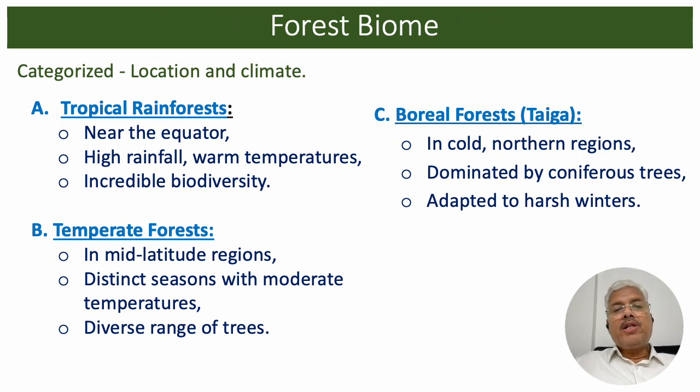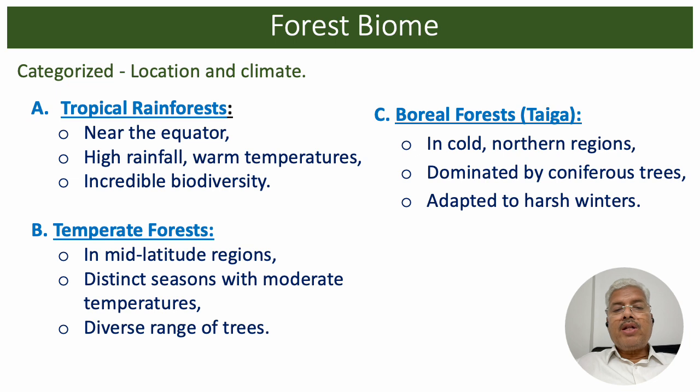Now, types of forest biomes. The forest can be categorized into three main types based on their location and climate. The three major types of forests are tropical rainforest, temperate forest, and boreal forest.